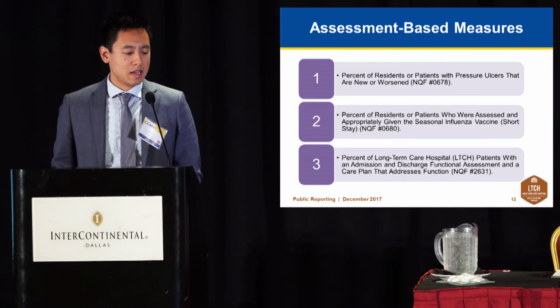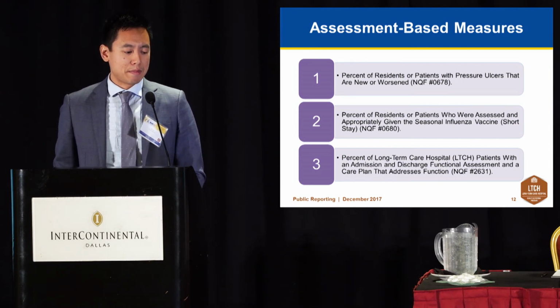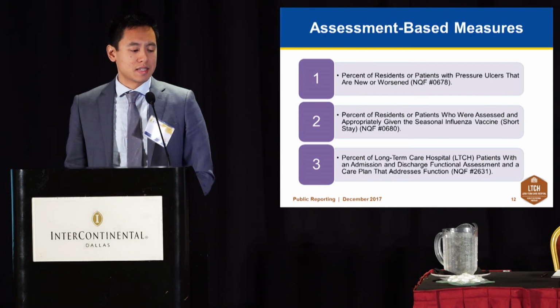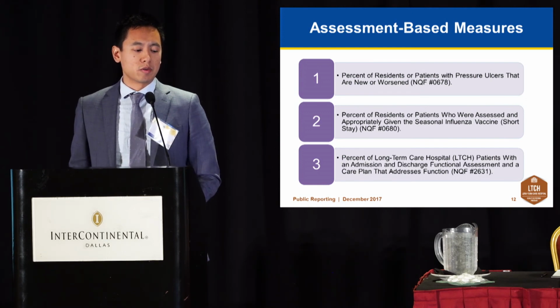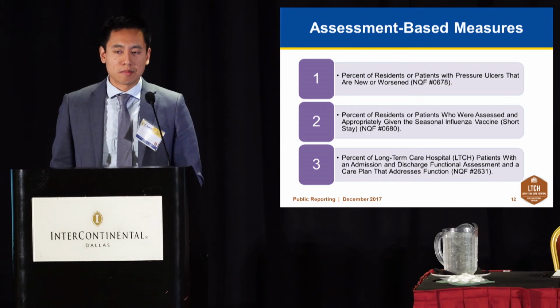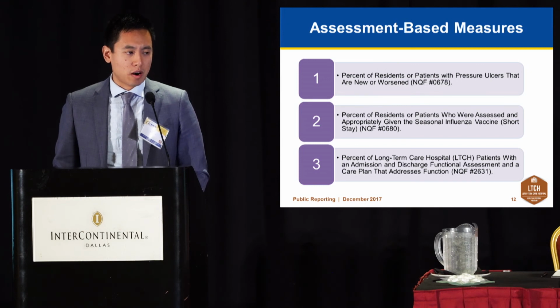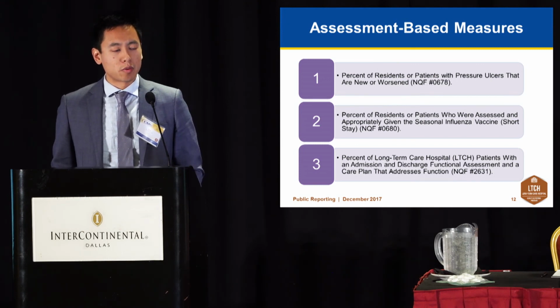The first is the percent of residents or patients with pressure ulcers that are new or worsen, and the percent of residents or patients who are assessed and appropriately given the seasonal influenza vaccine. These first 2 are currently publicly reported on the Compare website. And then the next 4 will be publicly reported in the future.